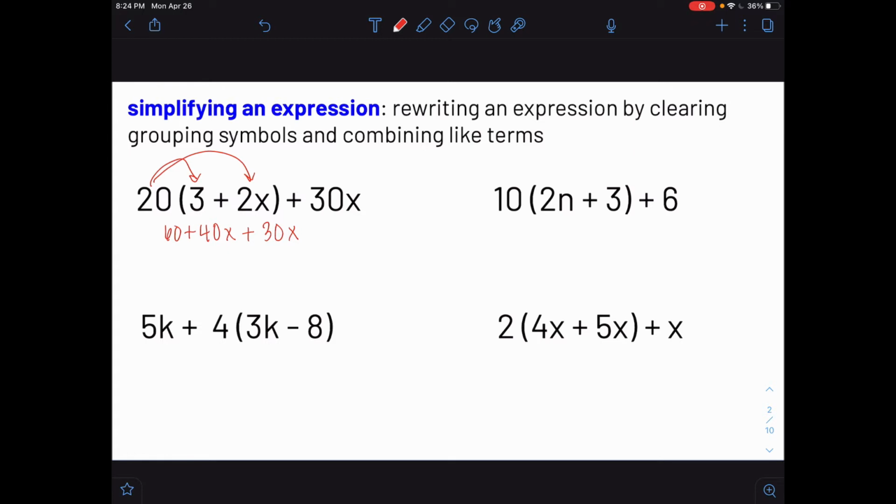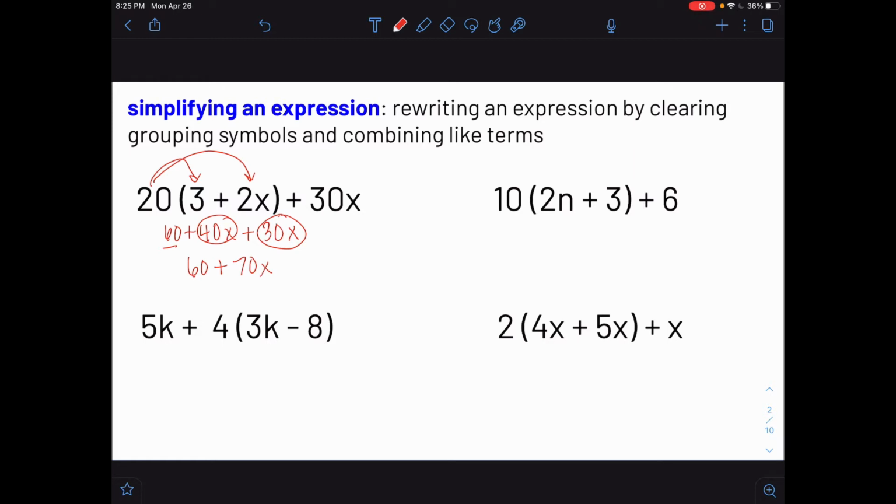Now I can go ahead and combine like terms. I have 40x and 30x. I can combine those. But as you learned previously, you always want to keep it in the same order. So my constant comes first, and then my variable terms, and combined it's 70x.